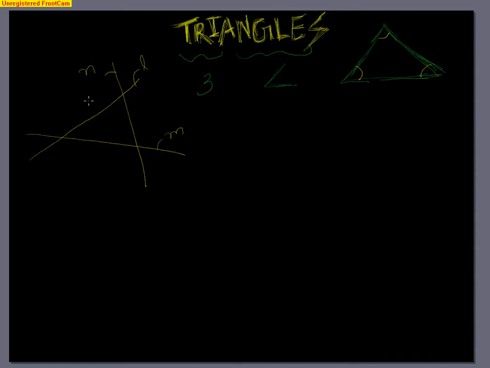If these three lines intersect with each other, then they are forming a closed curve, right? What is the meaning of a closed curve? If I start at a point and I come back, then it is called a closed curve. All of these are closed curves, right? Are you with me?